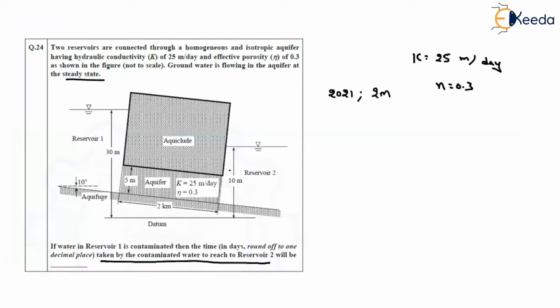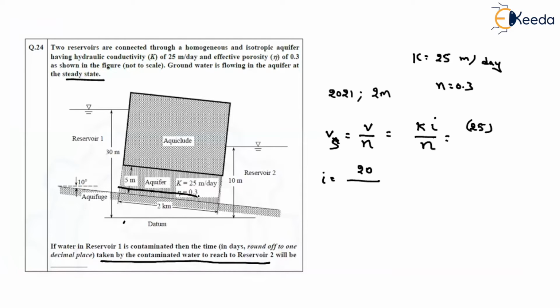First of all, we have to find out the seepage velocity. How can I find the seepage velocity? That is nothing but the discharge velocity divided by porosity. So what is the discharge velocity? This I can represent as hydraulic conductivity into i, divided by n. Hydraulic conductivity is 25. What about the i value? Hydraulic gradient is nothing but the difference in water level. From here to here 30, from here to here 10. What is the difference in water level? 20. Over the length. Always you have to take length along the flow direction.